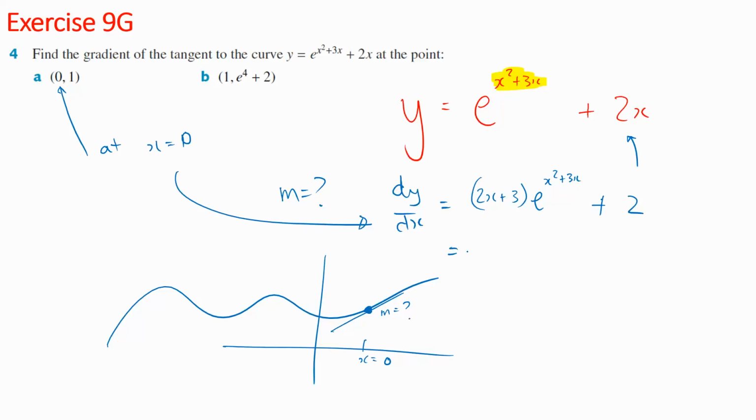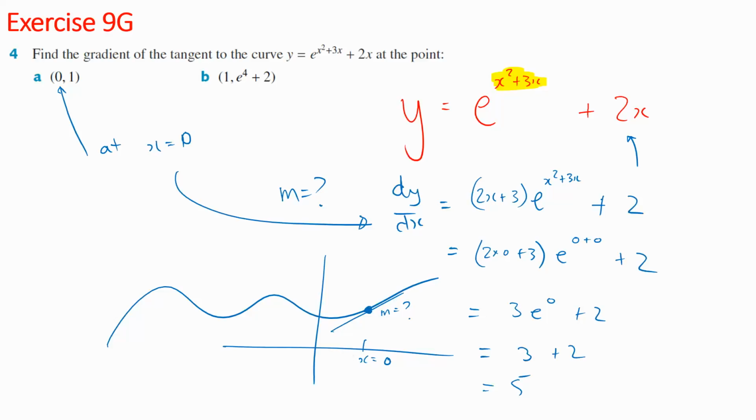So let's do it. I'm going to sub in 0. You've got 2 times 0 plus 3, e to the power of 0, plus 0 plus 2. And that technically gives you what? 3 e to the power of 0 plus 2. And e to the power of 0 is 1. 1 times 3 is 3, plus the 2 is 5.